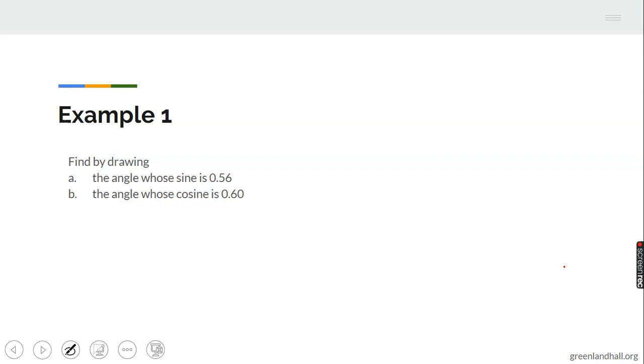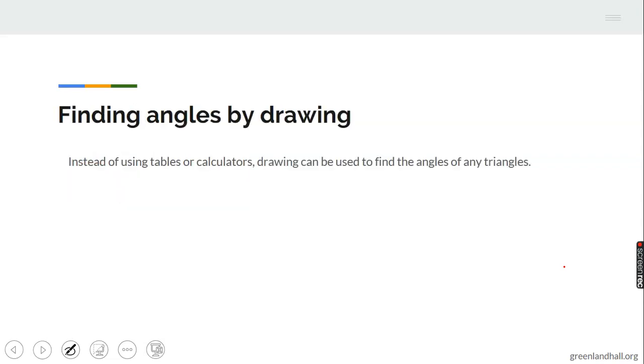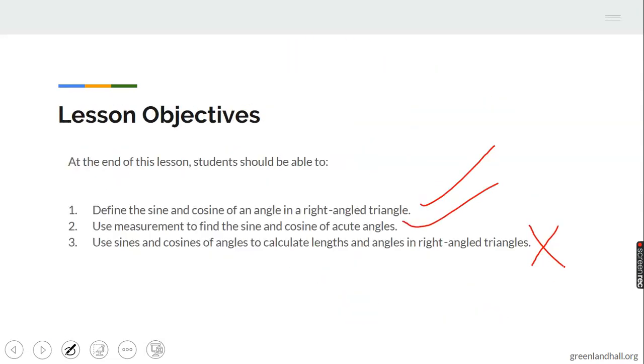Okay. Now, find by drawing the angle whose sine is 0.56. Don't forget the ones that we talked about in the first class was by measurement. By measurement, find the values of the angles. That is, use measurement to find the sine and cosine of an acute angle. We know that acute angle is angle less than what? 90 degrees. Okay, that was what we did.